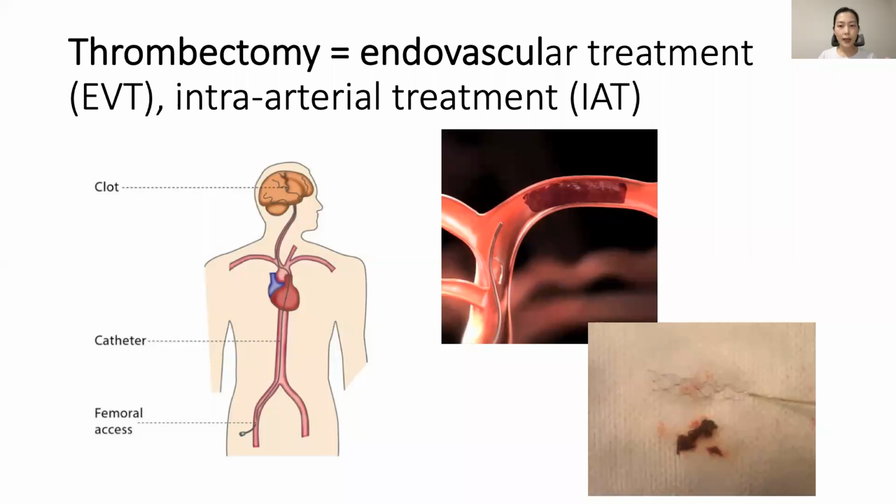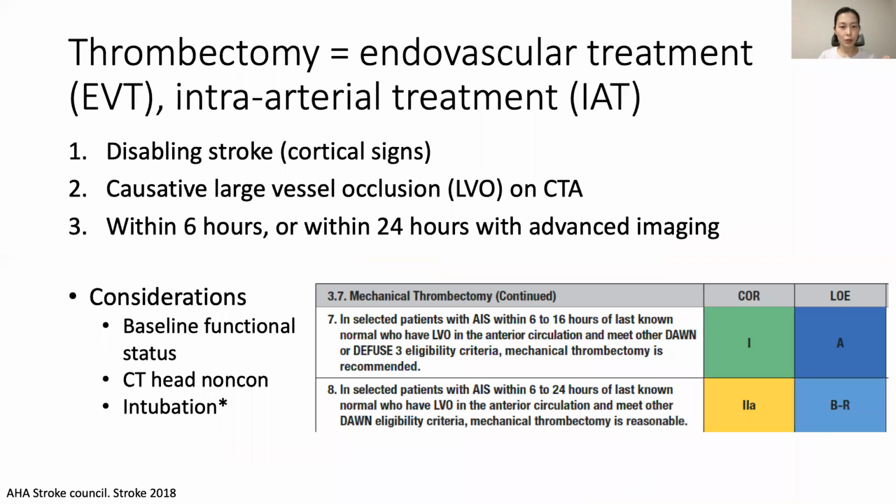And it has been shown to be very effective. The number needed to treat is basically like 2 to get a patient better. And the inclusion and exclusion criteria is actually less strict for thrombectomy compared to TPA because it's not a systemic medication. So first, you need to be having a disabling stroke. And remember the cortical signs, those are especially the symptoms that we look for when we are deciding which patients to take for thrombectomy.